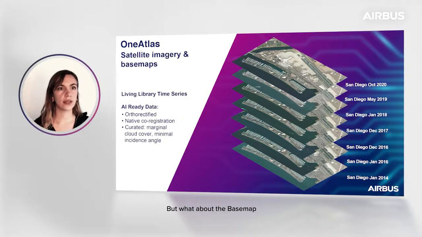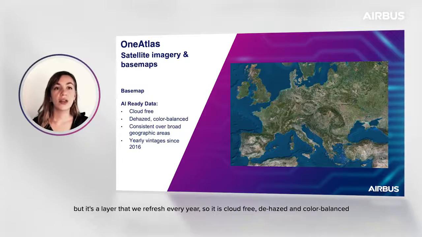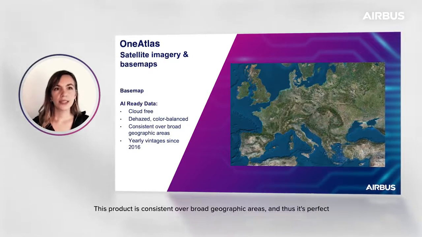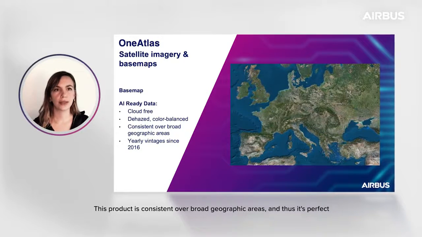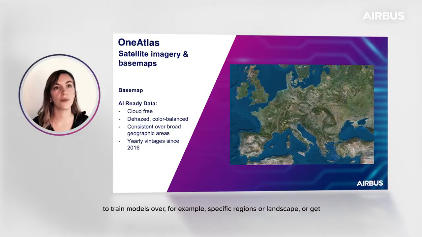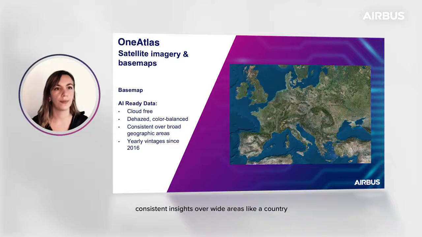But what about the base map now? The base map is a global curated layer made of Spot and Pleiades data as well, but it's a layer that we refresh every year. So it is cloud-free, dehazed, and color balanced. This product is consistent over broad geographic areas, and thus it's perfect to train models over, for example, specific regions or landscapes, or get consistent insights over wide areas like a country.